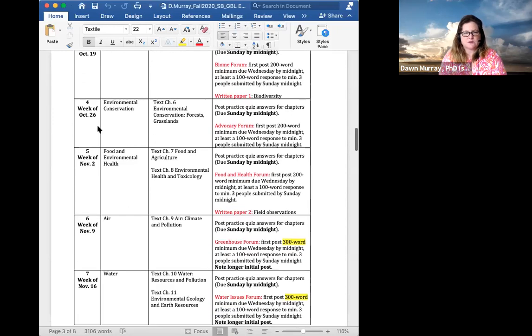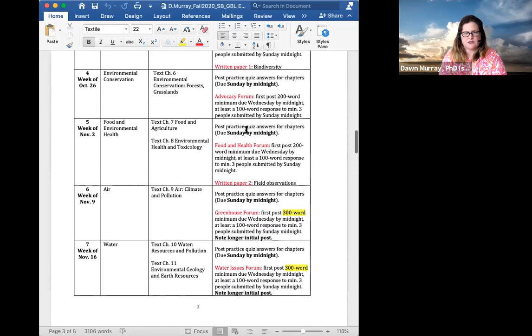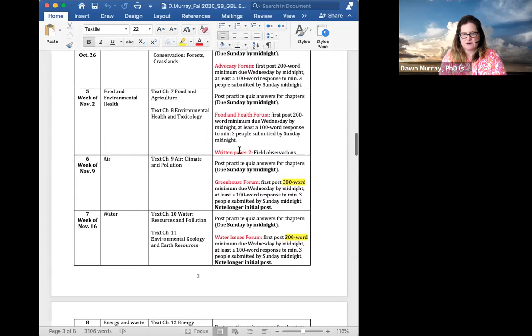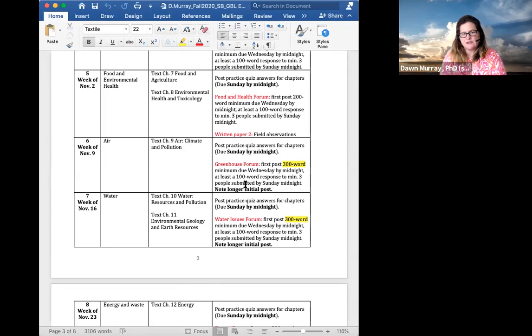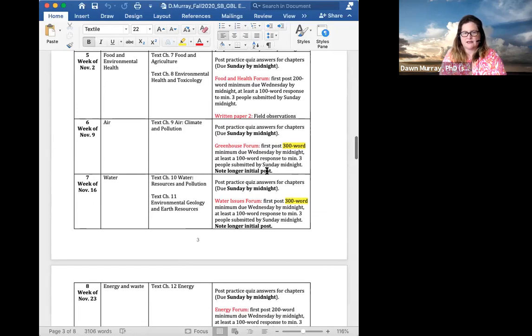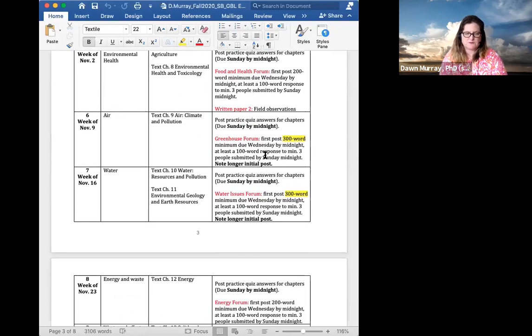The week of October 26th, we talk about environmental conservation. The week of November 2nd, food and environmental health. We add a paper that week as well. It's a field observation, which I'll talk a little bit more about later. Week 6, we talk about air. In this forum, because this topic is so important, there is a longer initial post of 300-word minimum due on Wednesday night. And there's a lot of various questions in that forum that I've posted.